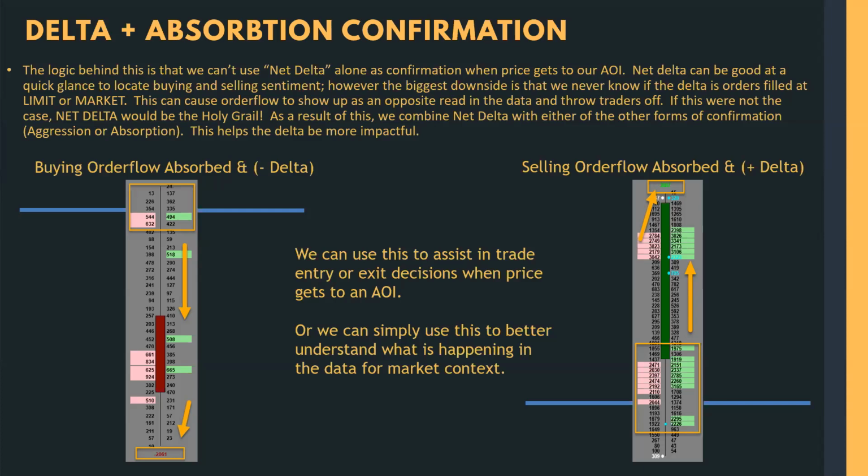So the logic behind this is that if you're going to use delta alone when price gets to an area of interest, it can be good for a quick glance, but the biggest downside is we never know if the delta is orders filled at the limit or at the market. And this can cause the order flow to show up on the opposing read of the data and throw the traders off. If it didn't do this, it would be the holy grail of the market.